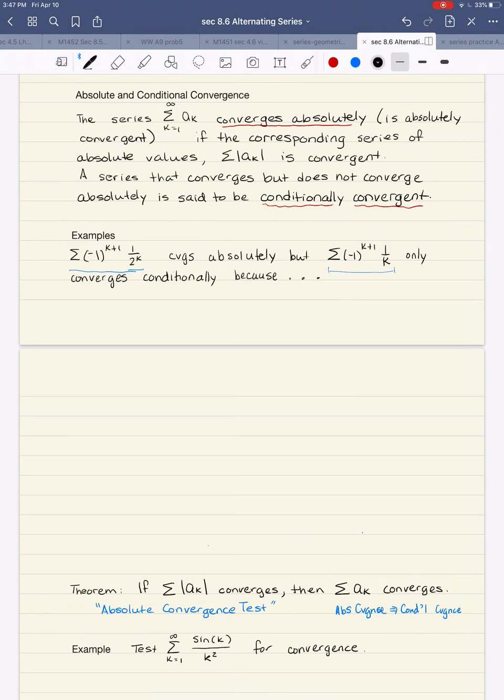Let's take a look at the 2 examples that I have for you here. So first, let's look at this example. Let's take that example in absolute value. What that absolute value does to this thing is it takes away the alternating part. That's a convergent geometric series, because r is a half. Since it converged in absolute value, it is absolutely convergent.